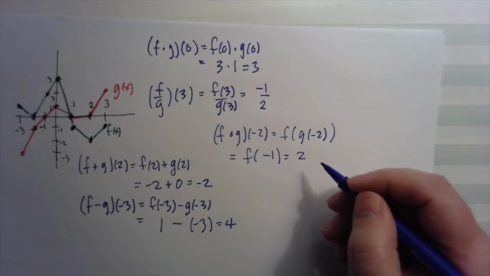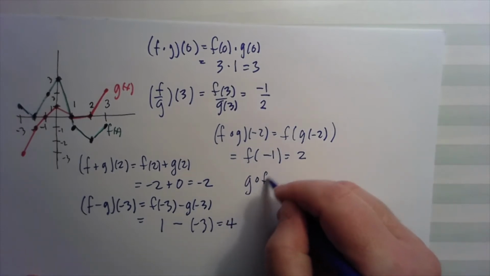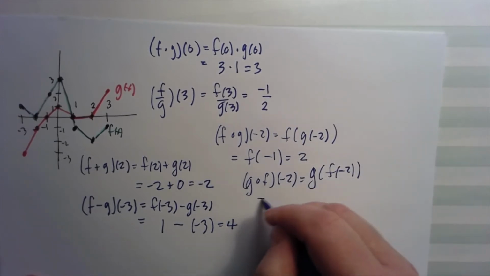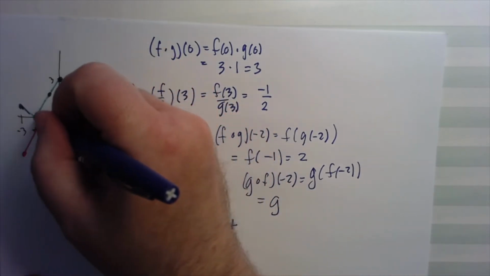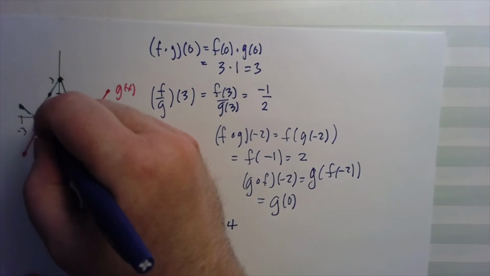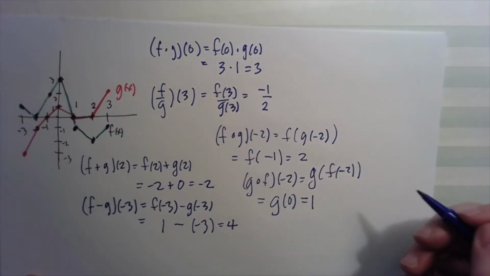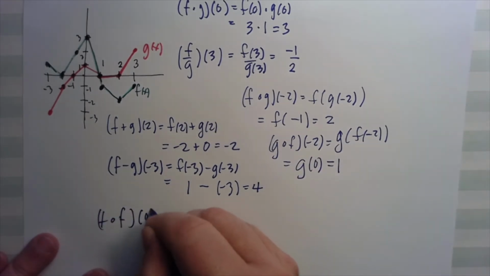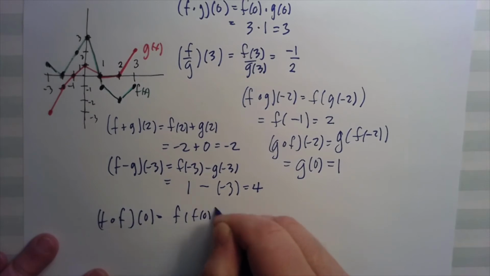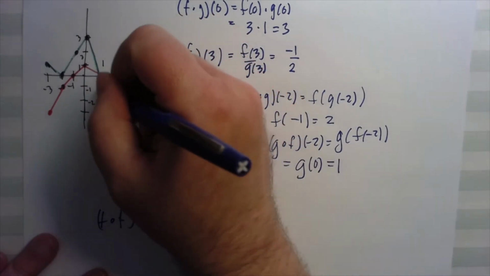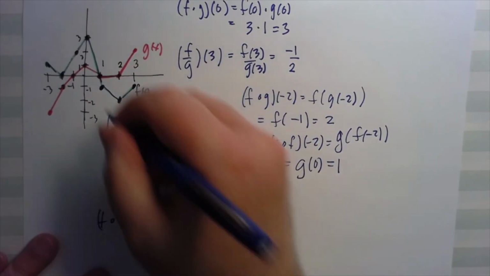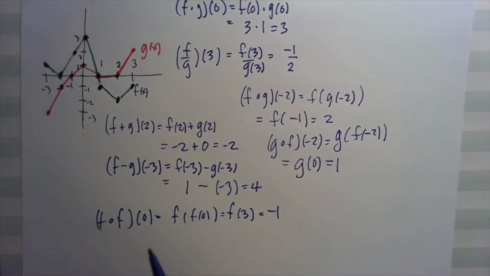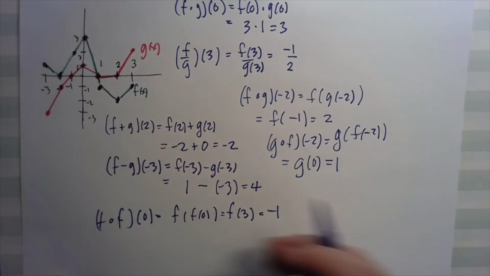Like that. Alright, if I go the other way, say I have g of f of negative 2, so that would be g of f of negative 2. So f of negative 2 is 0. g of 0 is 1. Like that. Now I could even do something like f composed with f of 0. So this would be f of 0. f of 0 is 3. And f of 3 is negative 1. Like that. Okay, so I'm using the x and y values off the graphs to tell me.